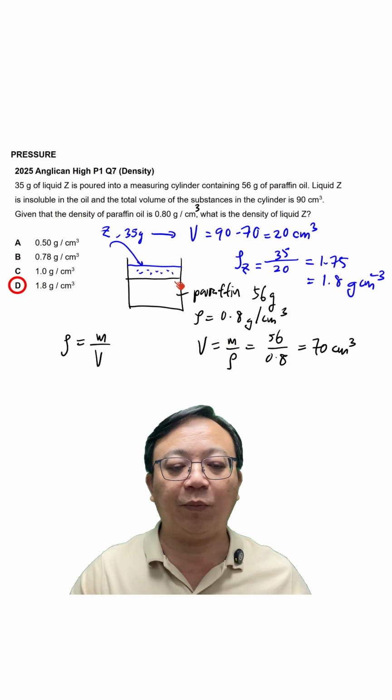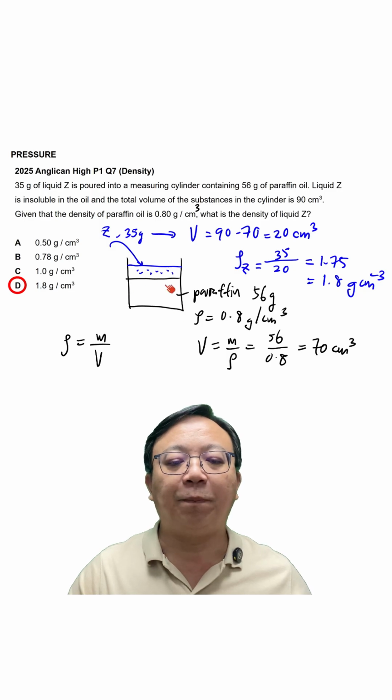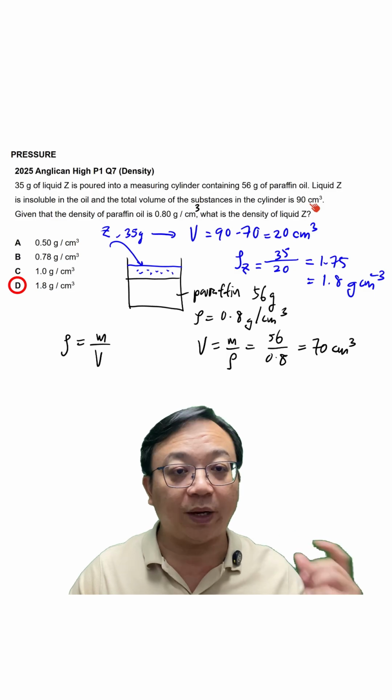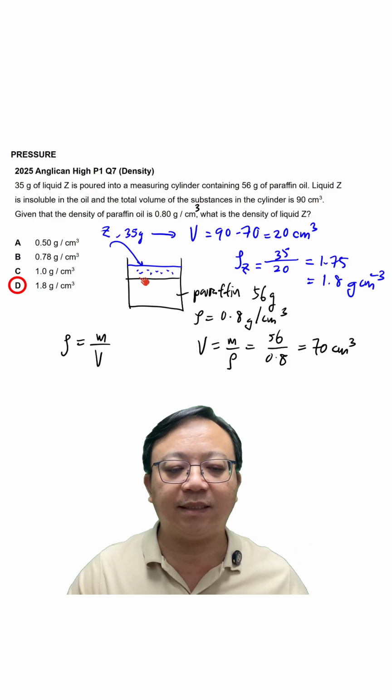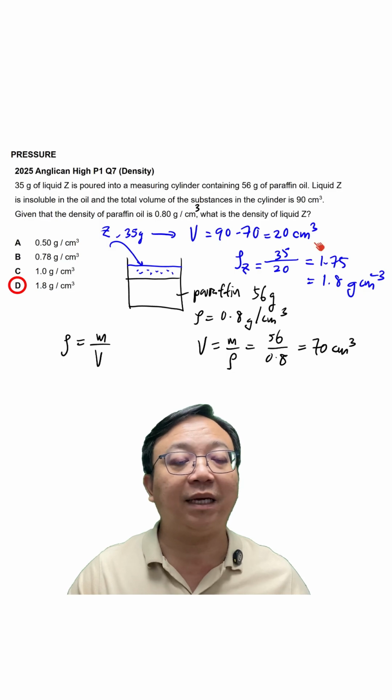So this is 70 cm cube. But the total substance volume is 90 cm cube, according to the question. So it means this liquid Z has volume 90 minus 70, right? 90 is the complete one, 70 is from the paraffin. So the liquid Z has volume 20 cm cube.